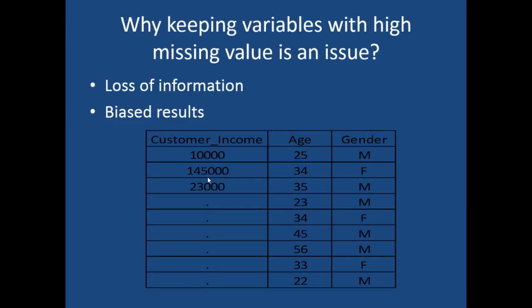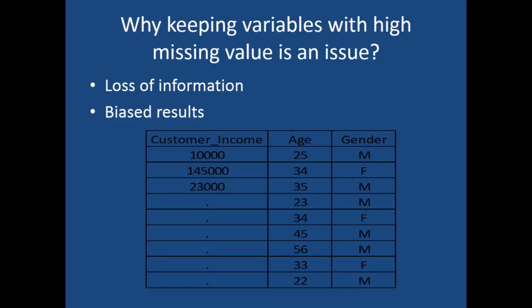So these problems, let's understand these 2 problems. Here is an example. We have got data for customer income, customer age, and gender, right? If I use all 3 variables in the model, where customer income has quite a number of missing values, out of like 9 observations, 6 of them are missing, right?